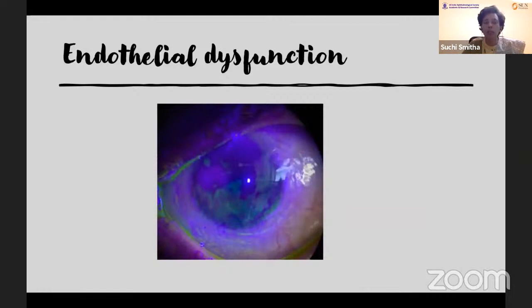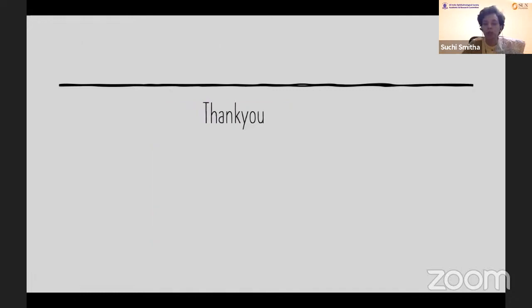So rarely there can be endothelial dysfunction also in SPK, especially when the IOP is on the higher side, we see that SPKs are forming. We should also look at the deeper cornea, treat it with IOP lowering agents and hypertonic saline, until the definitive treatment is performed. Thank you so much.